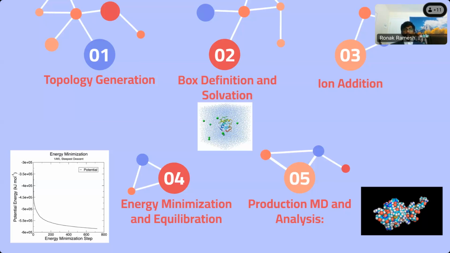So the fifth step is the main MD simulation. And this is where trajectories are generated, capturing the movement of the atoms. And so we watch how our molecule moves over time, like a movie, like we saw before. And afterward, we study the movie to see what's really happening inside our molecule.